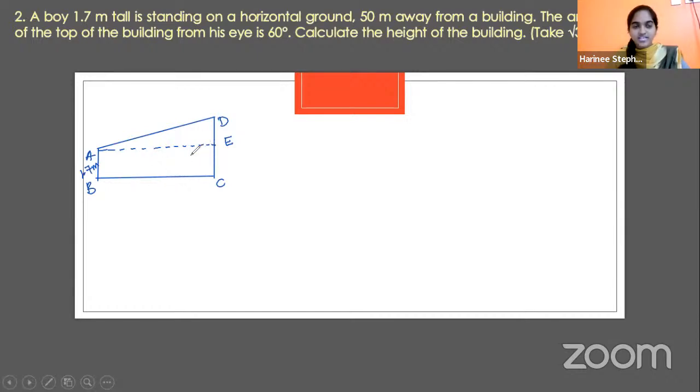So the ground and the horizontal level are going to be parallel and equal to each other. And the boy's height AB and the distance EC are going to be equal to each other, since everything is 90 degree, right? It makes a rectangle, so opposite sides are equal. Hence, this is 1.7 meter. And we are supposed to find DC. So given AB is equal to 1.7 meter and the angle of elevation is 60 degree, which is angle DAE equal to 60 degree, we need to find the height of the building DC.